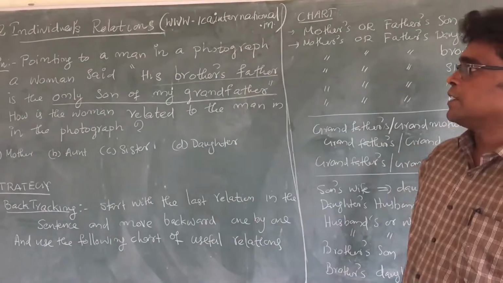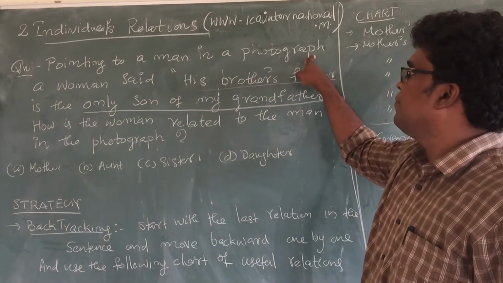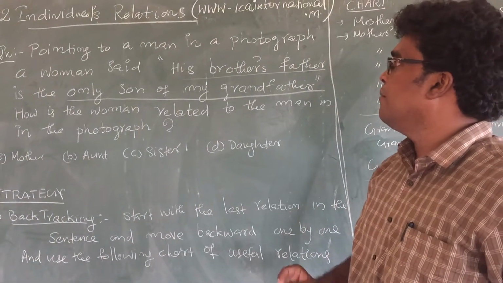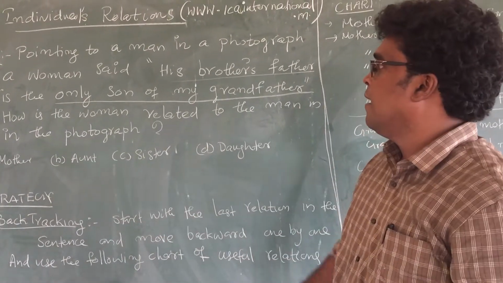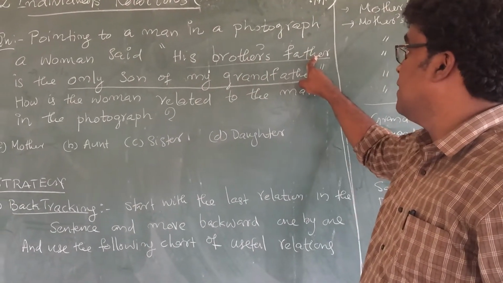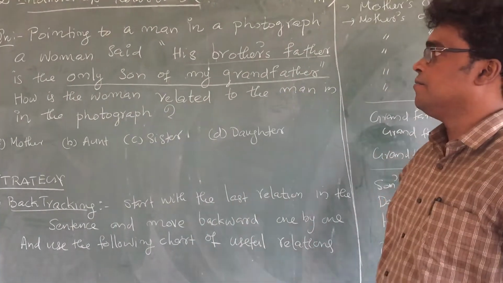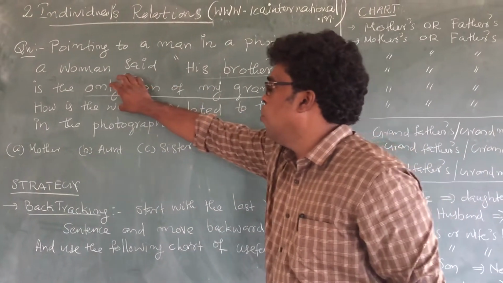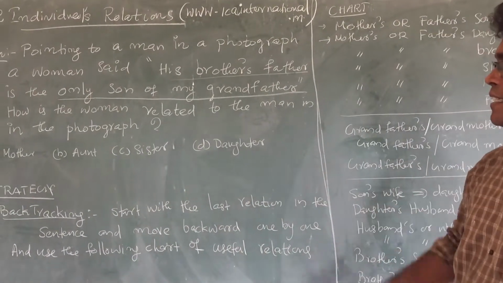So I will read the problem once again. Pointing to a man in a photograph, a woman said. So a woman is standing there and pointing to a man in a photograph, and she says, "His brother's father is the only son of my grandfather." So brother's father is one part of the relation, and the only son of my grandfather is the last relation given in the statement.